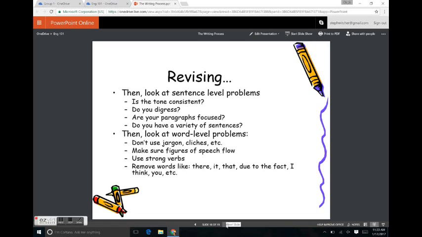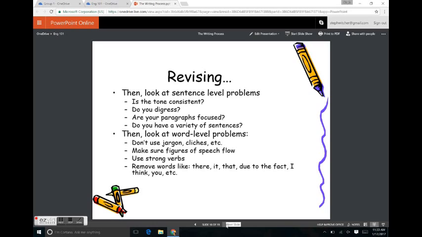Also, things like, do you have a variety of sentences and sentence lengths? That's definitely a big issue. So make sure that you have changed up the length of your sentences as well as how they start. And then finally, word level problems. Please avoid jargon or cliches.